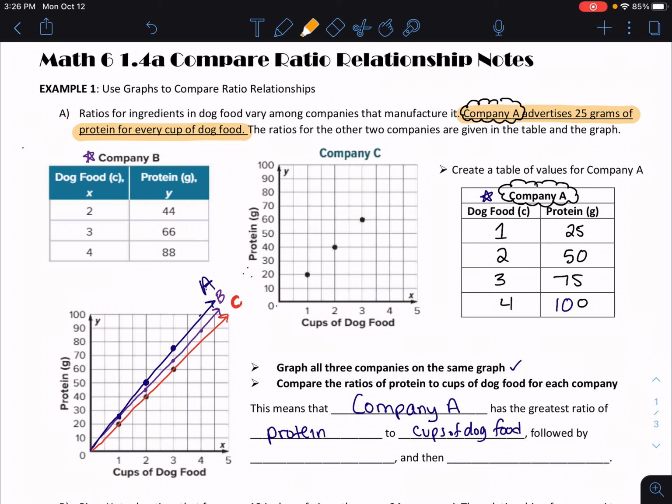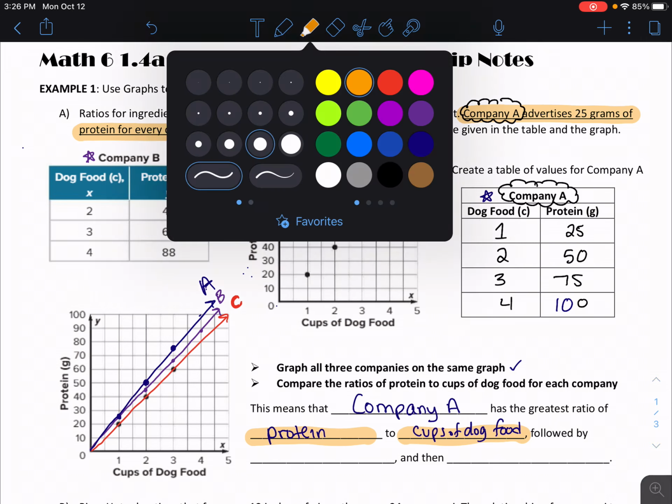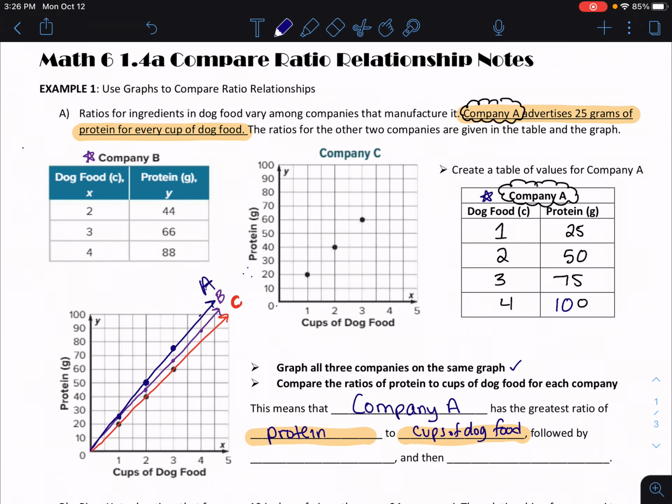And these two lines are left blank because they can be changed for every problem that we do that asks this question. So which one has the greatest ratio of blank to blank? We can change those blanks to what we need them to be.